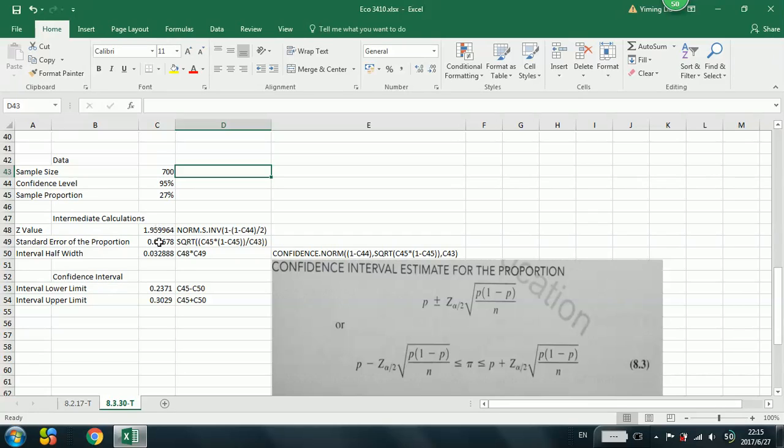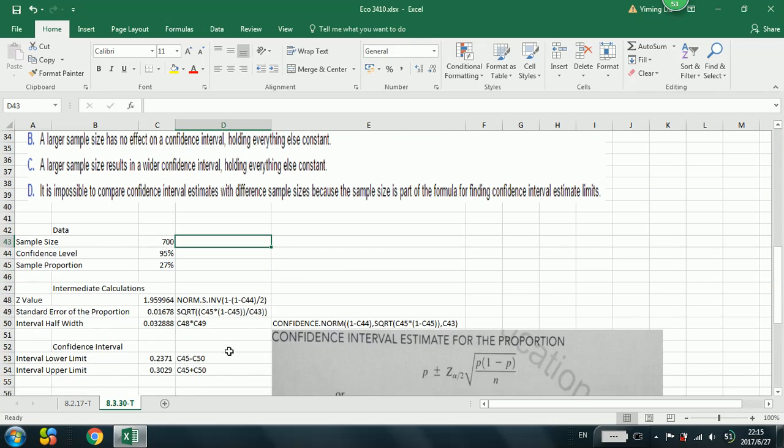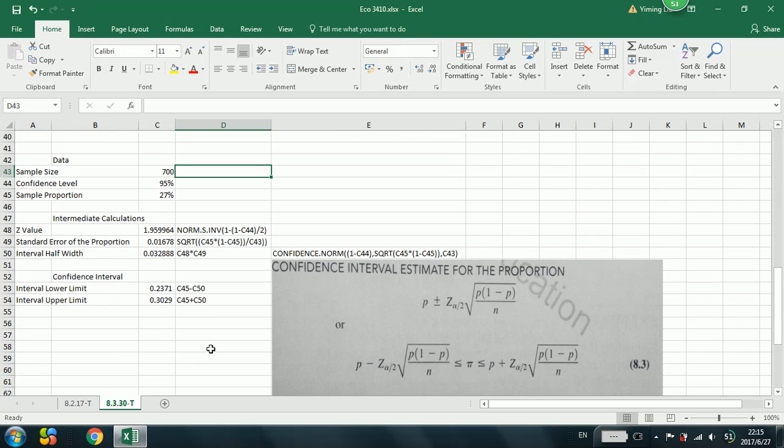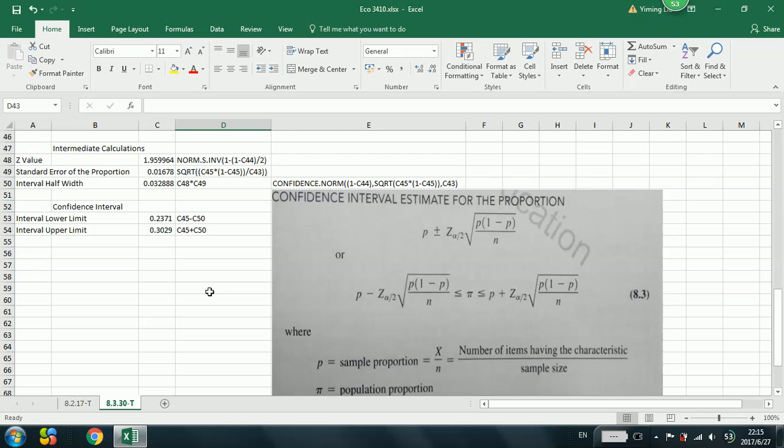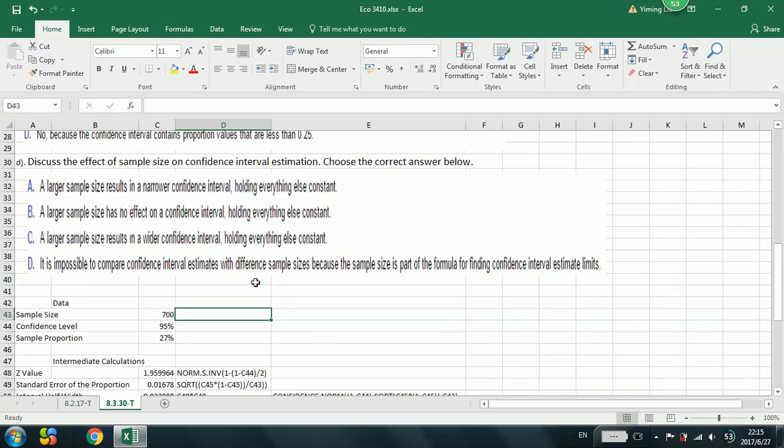With all those calculations available, we can move on to the calculation of the lower limit and the upper limit of the confidence interval. For the lower limit, we use the sample proportion minus the interval half width, and get 0.23. And for the upper limit, we use the sample proportion plus the interval half width, and get 0.30. With 95% confidence, the population proportion lies somewhere between 0.23 and 0.30.